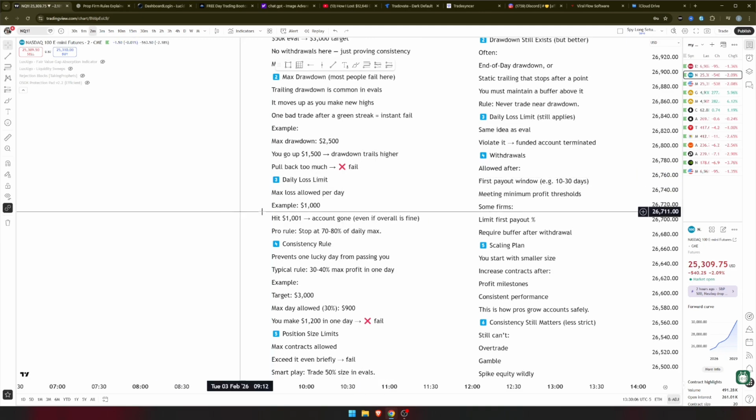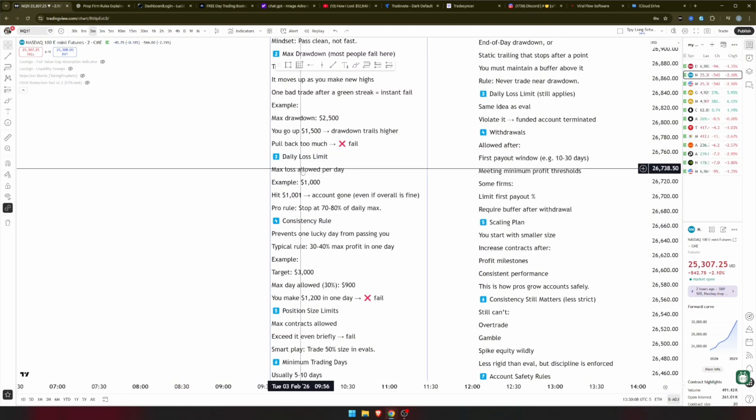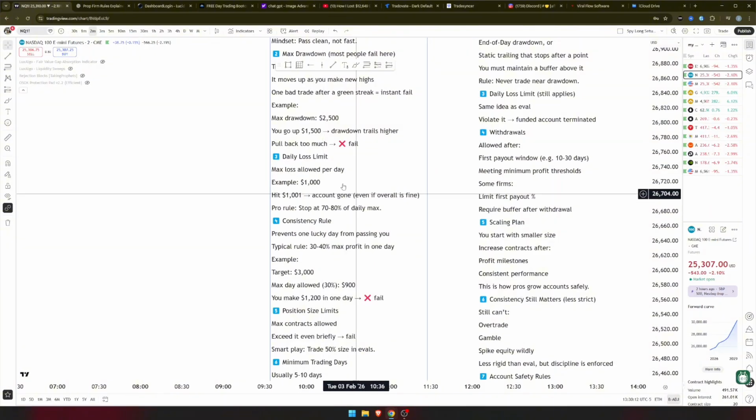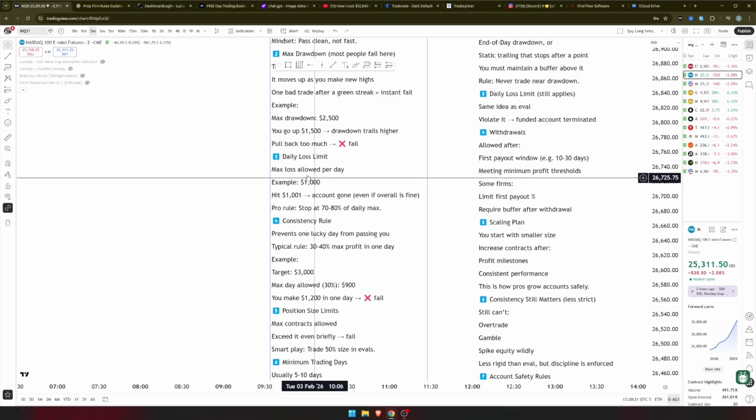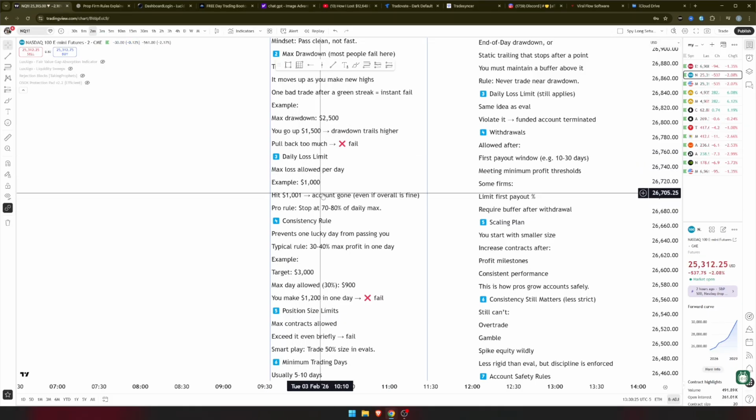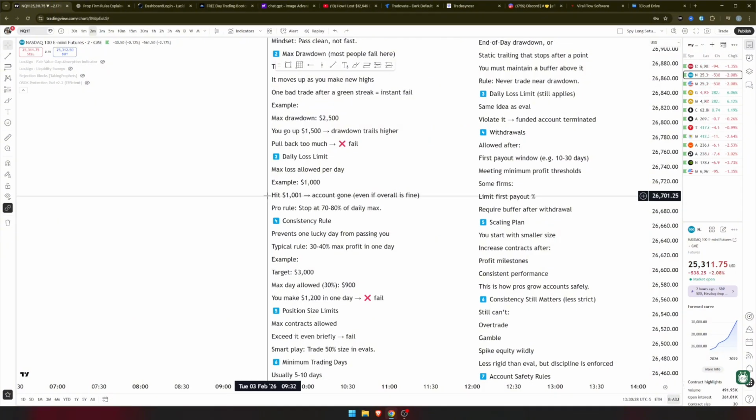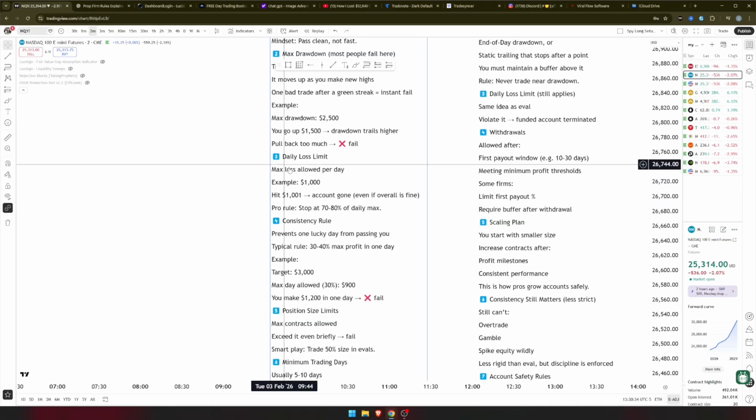So for the daily loss limit, the max loss allowed per day is around 1,000. Some accounts don't have a daily loss limit. That means you can lose the whole 2,500 in one day and blow the account. Accounts like that usually have a 1 day to pass as well. But some do, so you're going to have to read through your prop firm's rules, whichever one you pick. I have recommendations as well, and we're going to get into that after. So that's a daily loss limit.